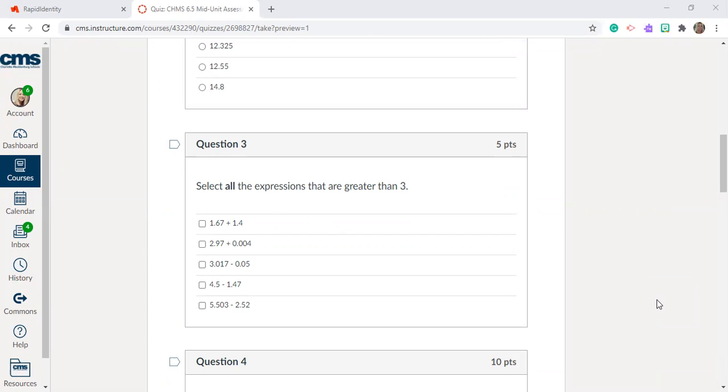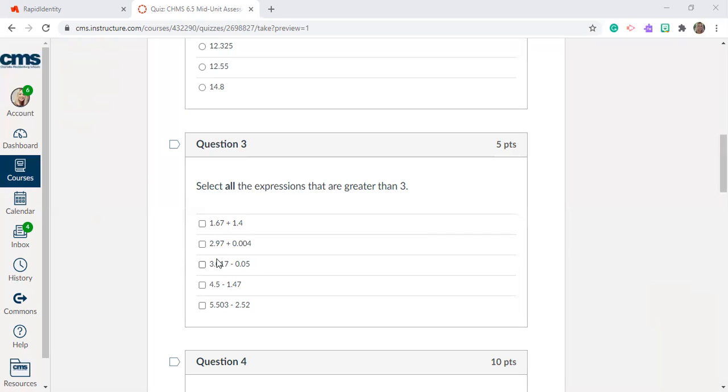Question number 3. Select all of the expressions that are greater than 3. So in your notebook, you're going to write these out and remember your rule for adding and subtracting with decimals. And you're going to write each one of these out, and if it's greater than 3, you're going to check the little box if your answer is greater than 3. Okay, the first one is 1 and 67 hundredths plus 1 and 4/10ths.